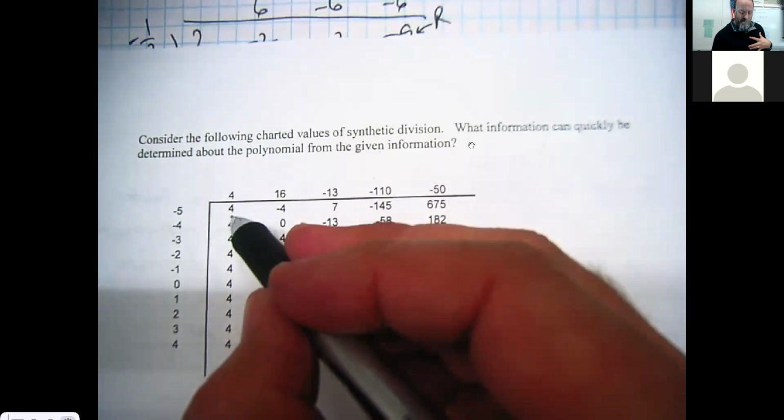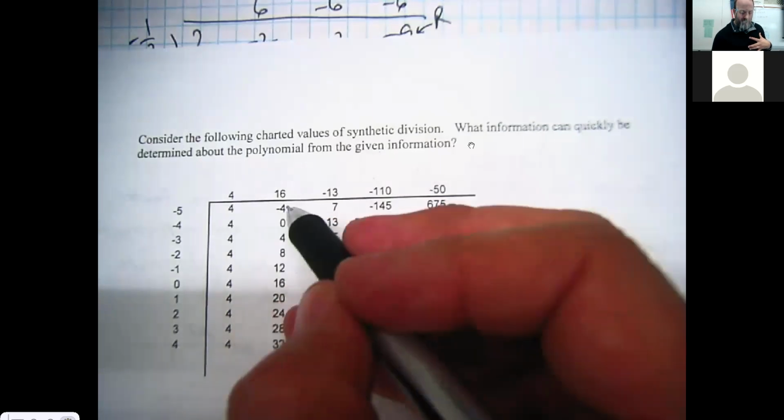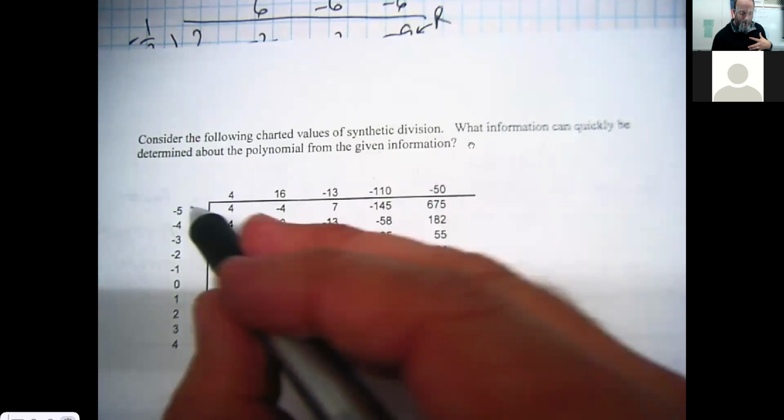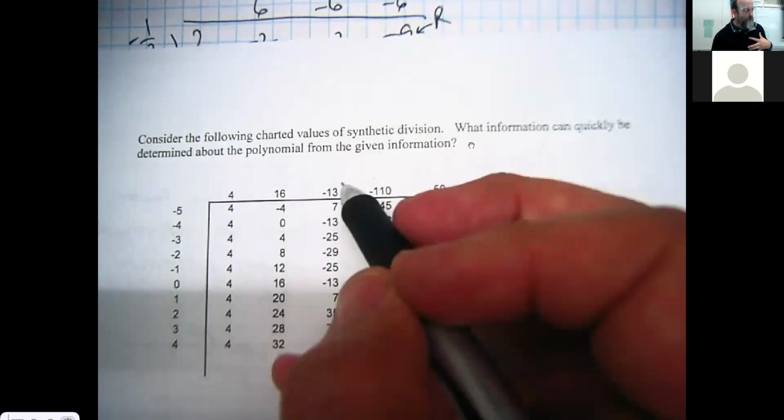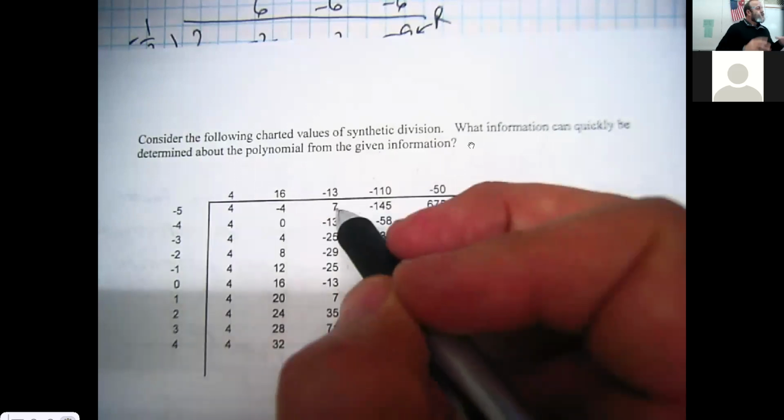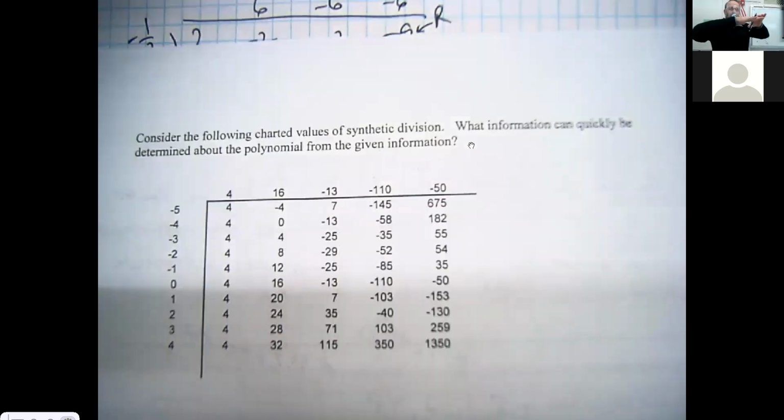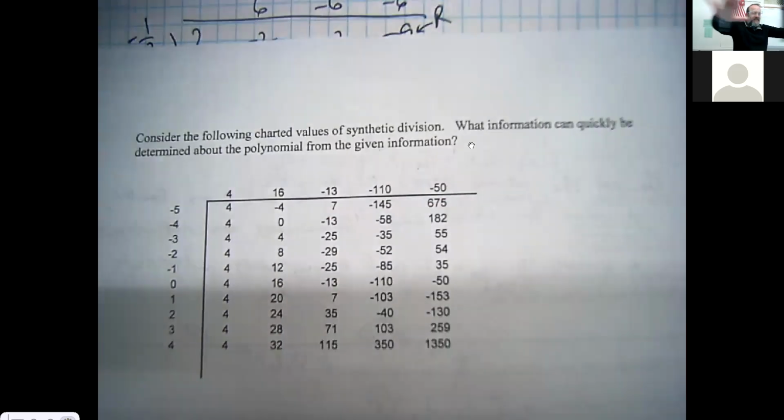Negative 20. Add that to 16, you get negative 4. Negative 5 times negative 4 is 20. Add that to negative 13, and you get 7. So what you're going to see right here is all of the remainders in synthetic division. What I didn't show you is all the work. I made a little Excel spreadsheet to do this, and I just had it give me all the answers, and it didn't show the little process in the middle. It's actually very simple to do.